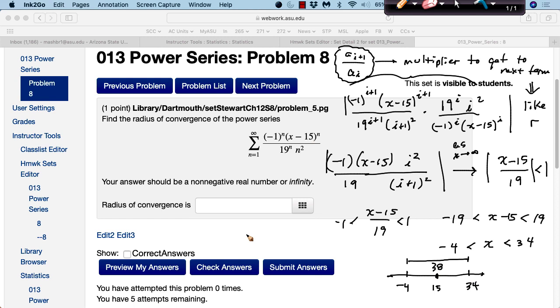Now what about the endpoints? A valid question is, what about the endpoints? Does the series converge or not? So if we plug -4 in here, we'll get -19 to the n times -1 to the n over 19 to the n. We can combine that whole thing, and what does that whole thing become? Actually, +1, right? -19 times -1 over 19, all to the n.